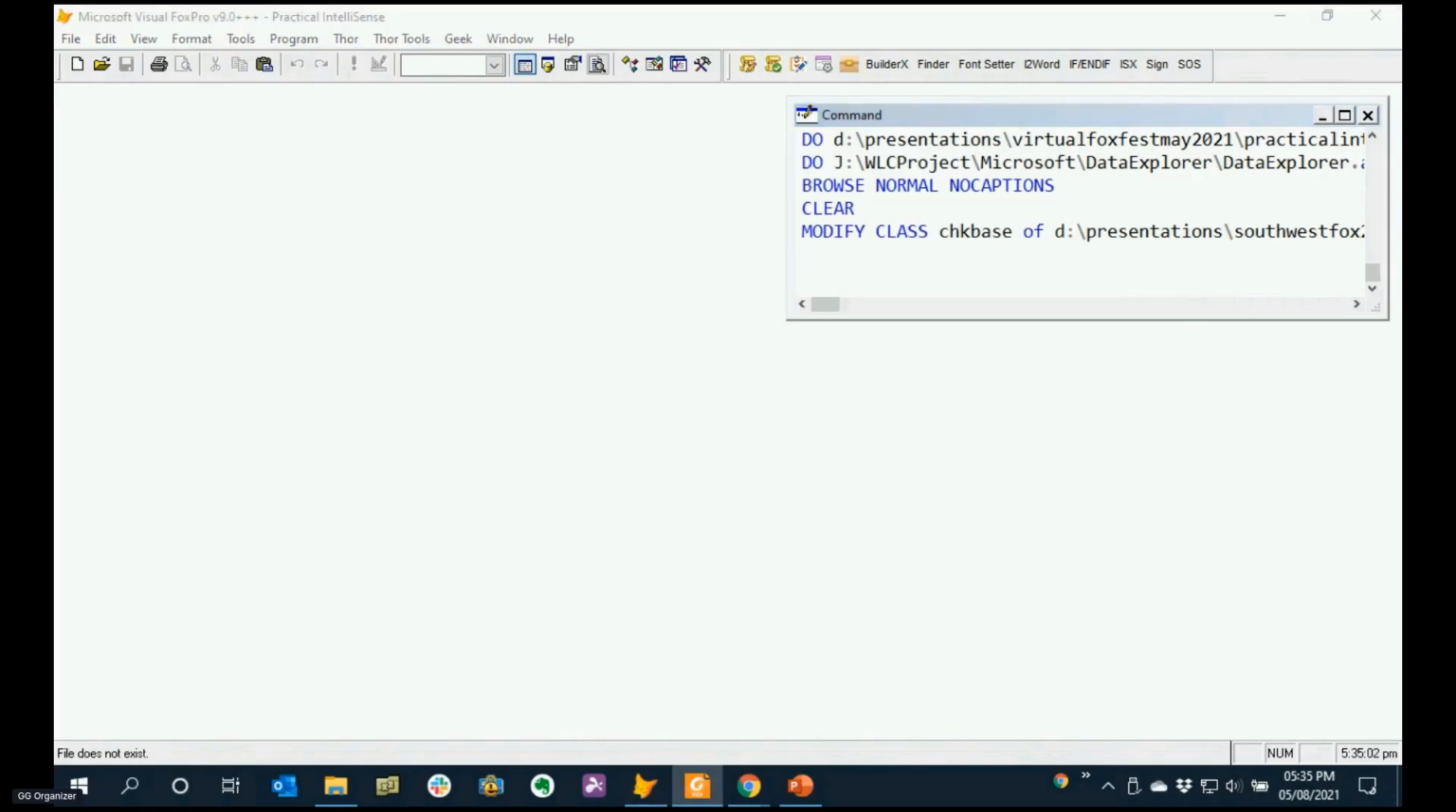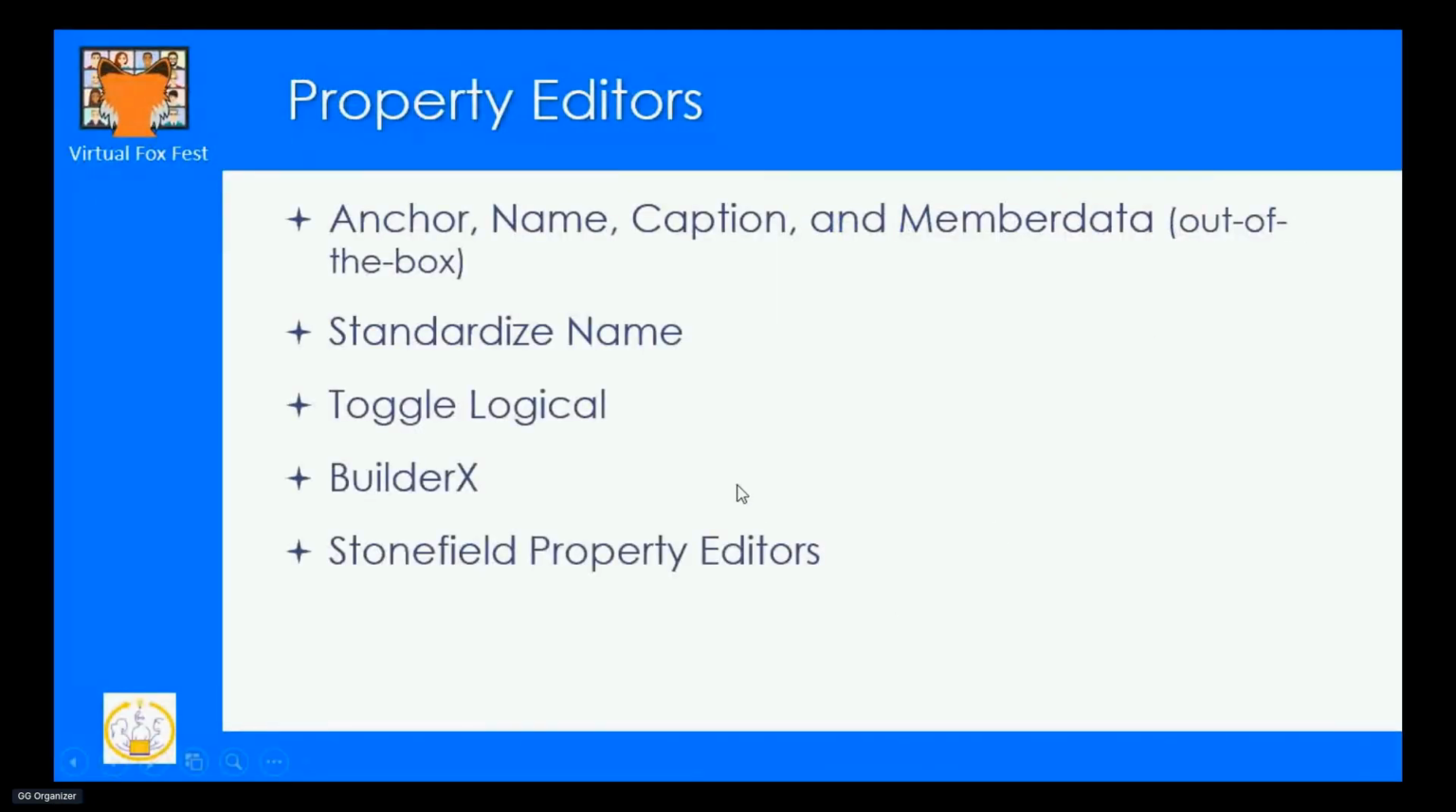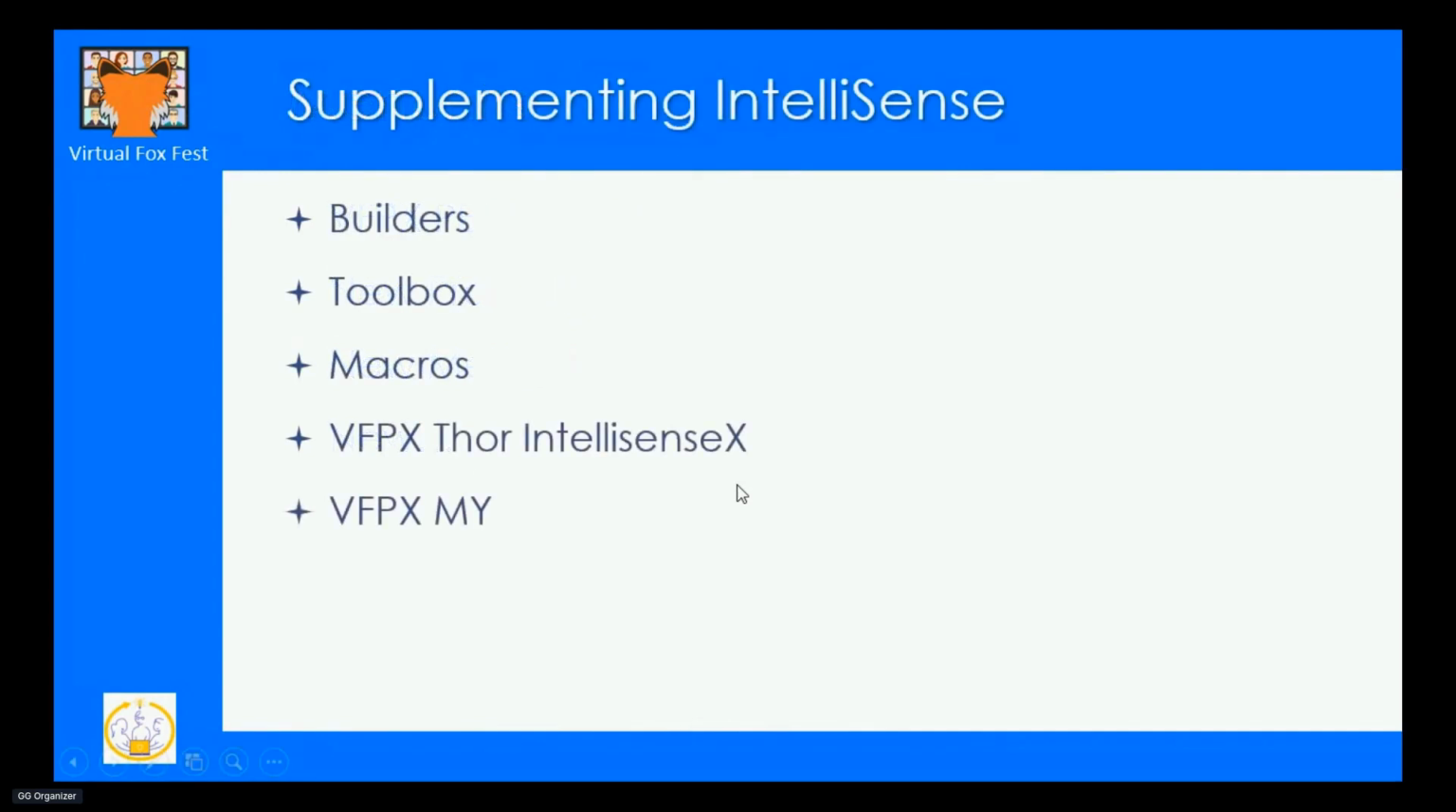All right. Let's go in and sort of wrap this up. Talk about properties, menus. All right, supplementing IntelliSense. So I talked about my builder session. Builders, the toolbox, macros, all these are productivity enhancers to speed up your development, shortcut things, and help you type less, do more within the editors, within the designers, and so on.